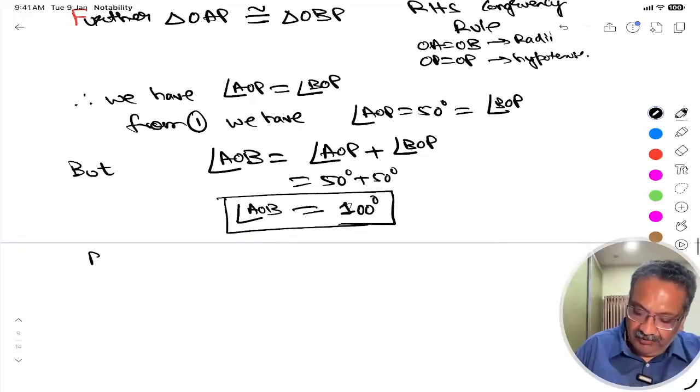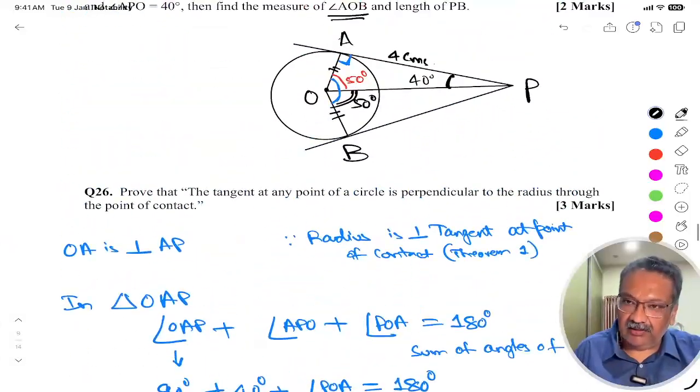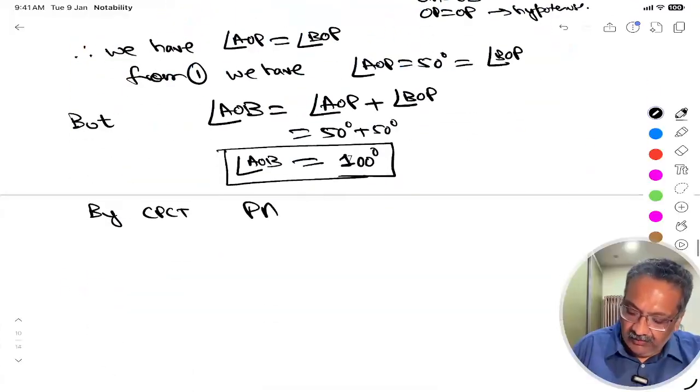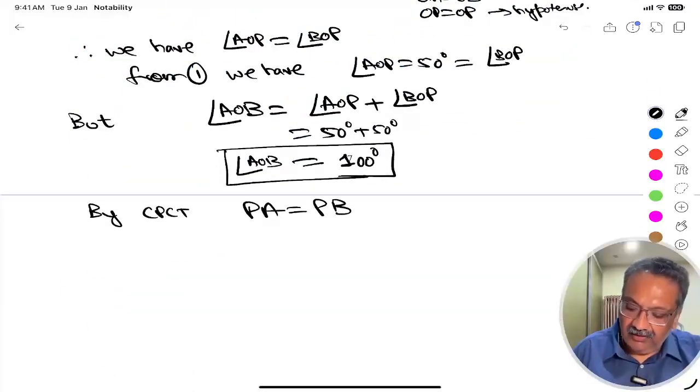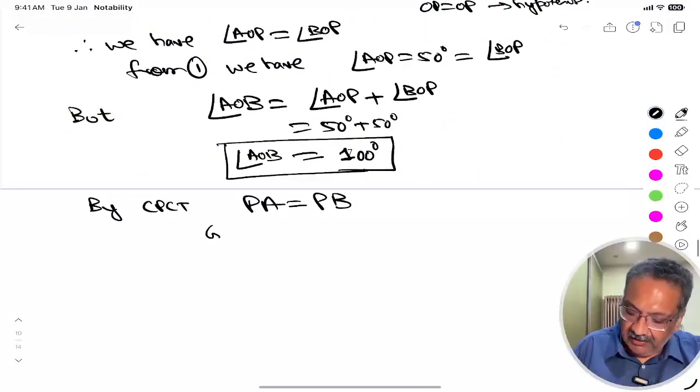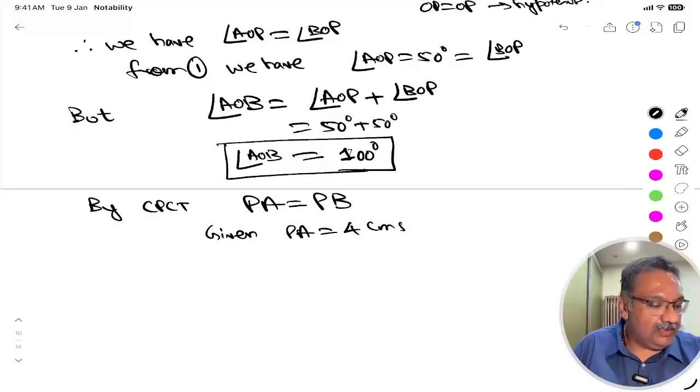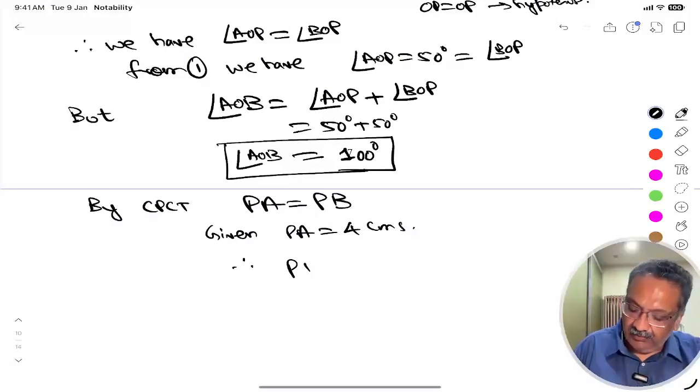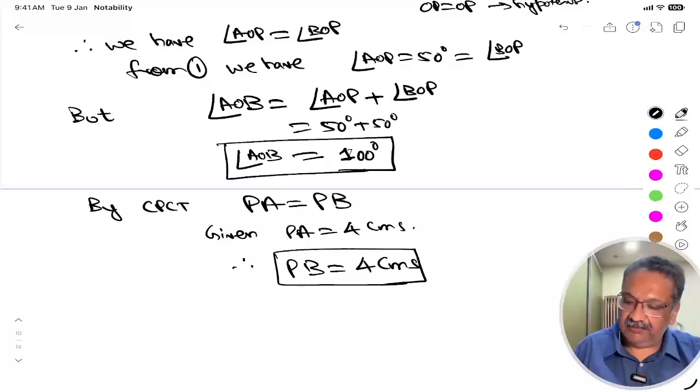Similarly, by CPCT, corresponding parts of congruent triangles, we have PA is equal to PB. But it is given PA is 4 centimeters. Therefore PB is also equal to 4 centimeters.